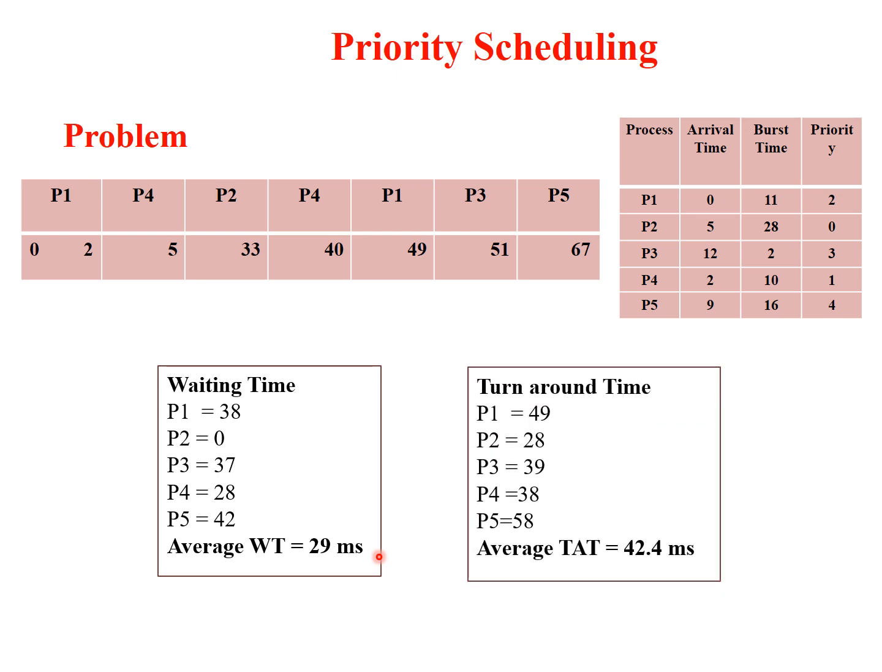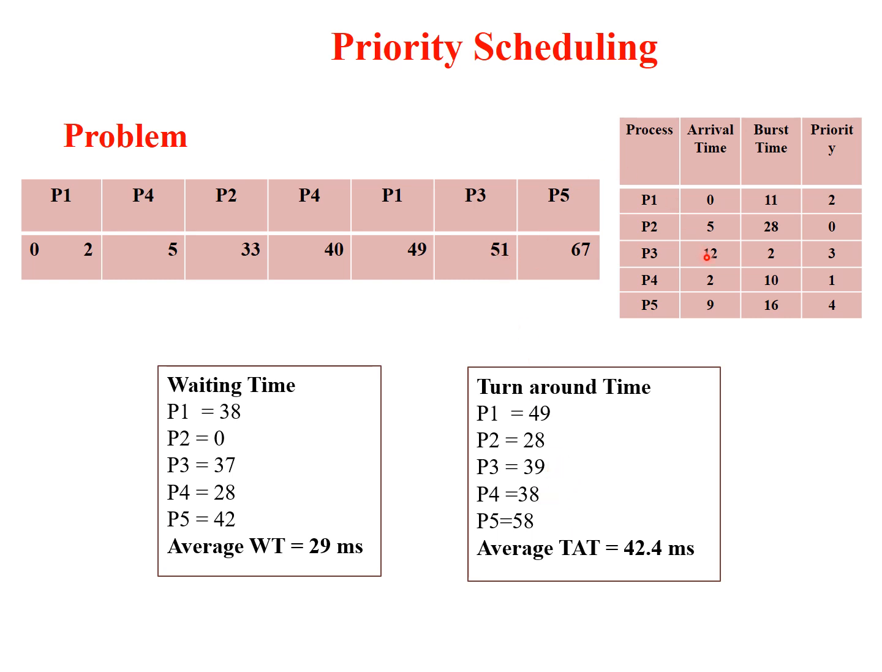Coming to the turnaround time, it is the difference between the submission time and the completion time. P1's arrival time is 0 and it completed at 49, so the turnaround time of P1 is 49 milliseconds. P2's arrival time is 5 and the completion time is 33, so 28 is the difference. P3's arrival time is 12, the completion time is 51, and the turnaround time is 39.